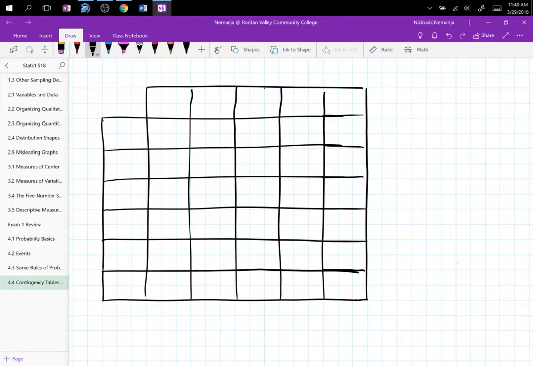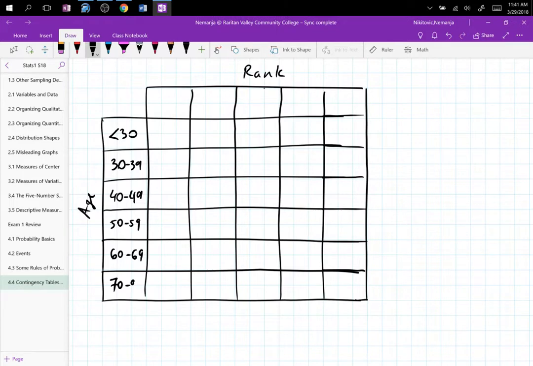So now we have 2 variables. We'll have a variable age and we'll have a variable rank. And this table will contain the ages and rank of professors. You have the 4 ranks: the instructor, assistant professor, associate professor, and full professor. There's more, but let's say that's it. And then we have ages under 30, and then so on: 30 to 39, 40 to 49, 50 to 59, 60 to 69, 70 to 79.